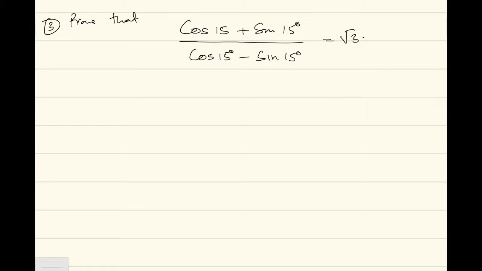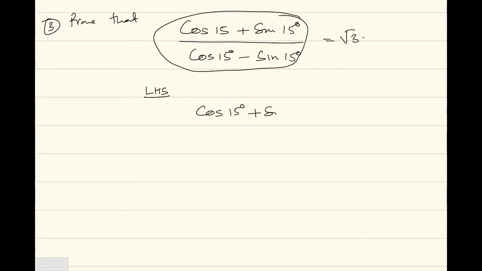proved. The third one, prove that cos 15 plus sin 15 divided by cos 15 minus sin 15 equals root 3. So when we have a fractional trigonometric term like this, I can convert it to tan, because in terms of sine and cos I don't have any such formula, though there is a direct formula. But let me start by copying the LHS first of all. Cos 15 degree plus sine 15 degree divided by cos 15 degree minus sine 15 degree.